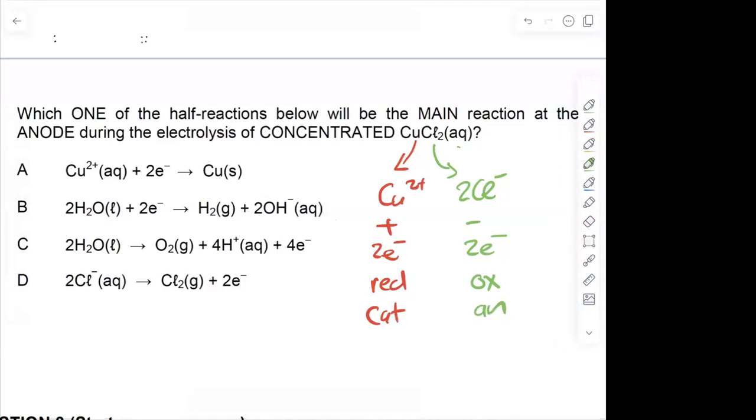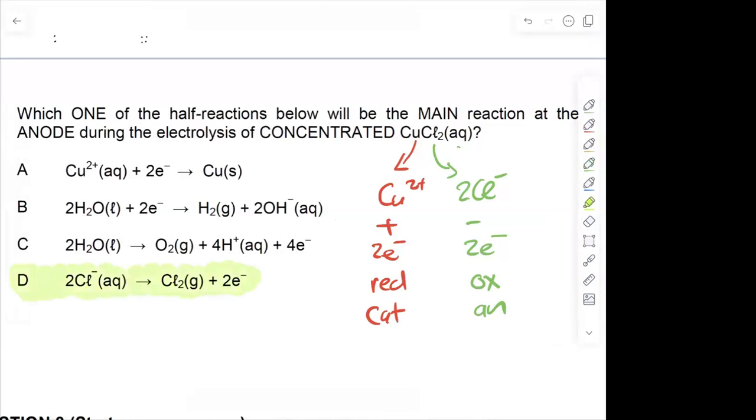Anode there. It says which half reaction below will be the main reaction at the anode during the electrolysis of concentrated copper chloride. The anode is where oxidation happens. Oxidation is where we're going to find chlorine losing 2 electrons, like I've written there. Therefore, your final answer and the correct one is going to be D.